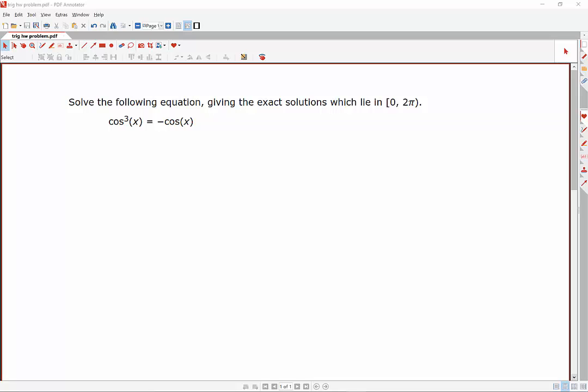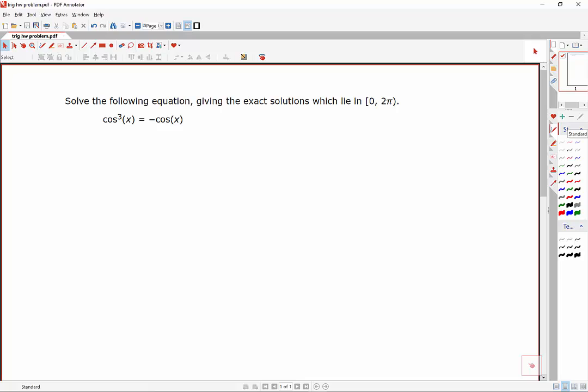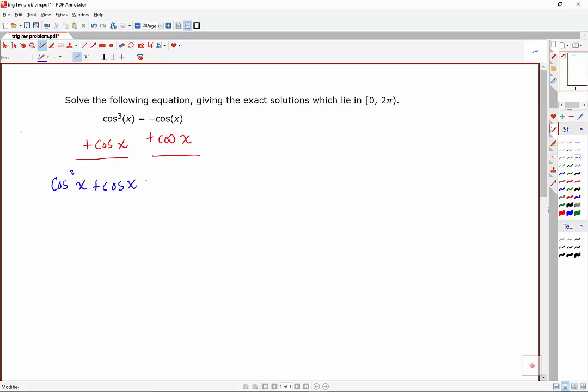Here's a solution to one of the trig problems from the homework. It can be a little bit on the tricky side, so let's check it out. So for this one, we're basically going to add cosine of x to both sides, and we'll get a result of cosine cubed of x plus cosine of x equal to 0.